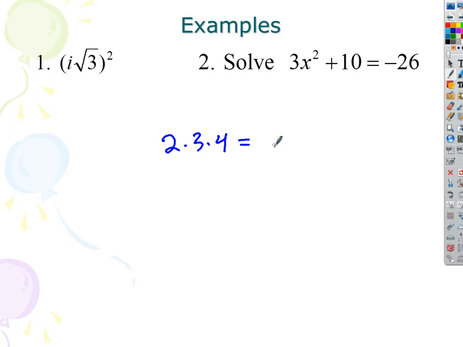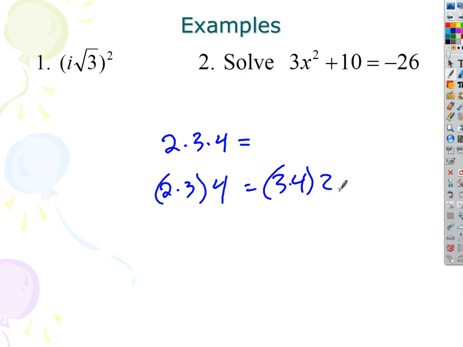Okay, so one way to do that would be to say 2 times 3 times 4. What's another way? Okay, I could do 2 times 4. Is that what you meant? 3 times 4. Oh, 3 times 4 times 2. Good. So we could also make it 3 times 4 times 2. Right? Those are all the same thing.